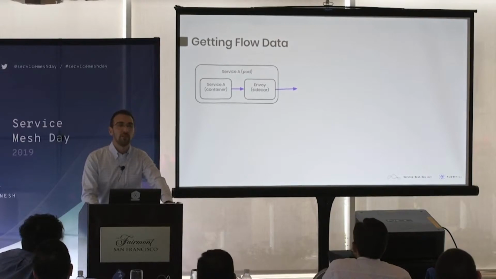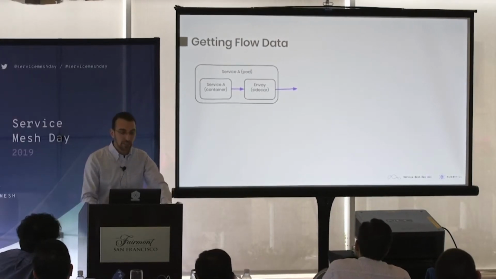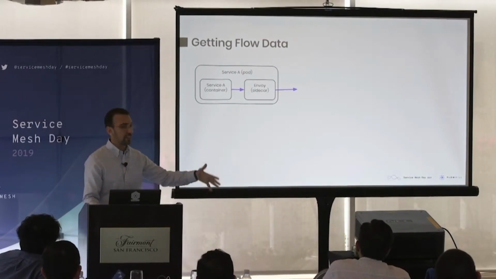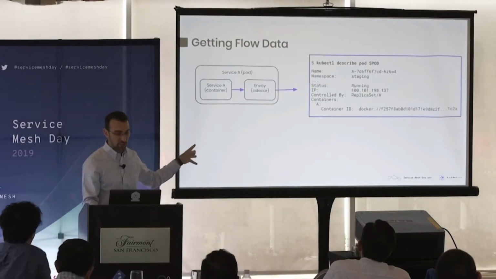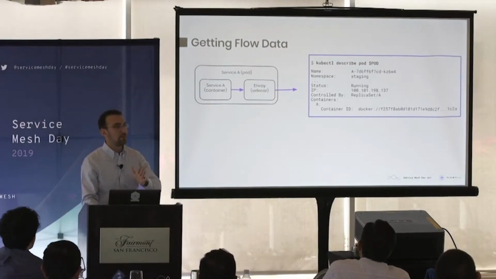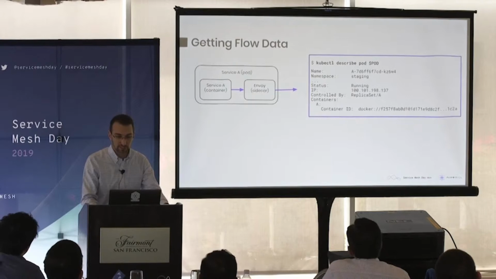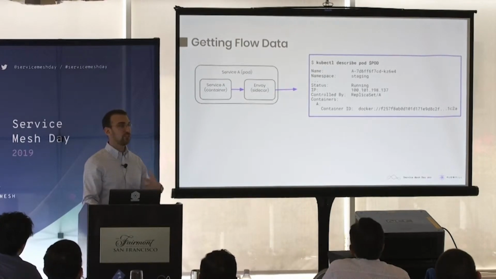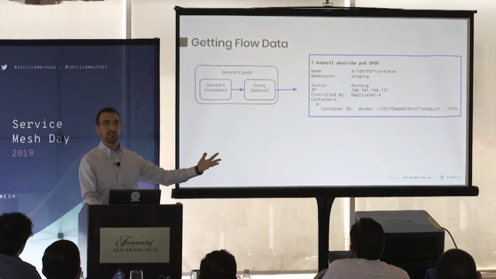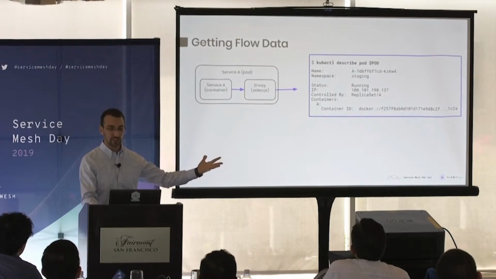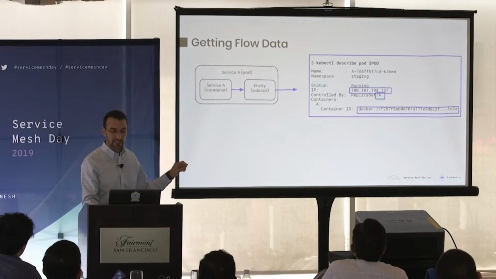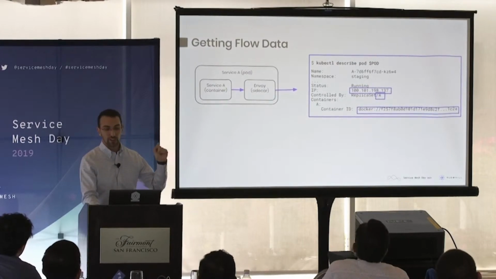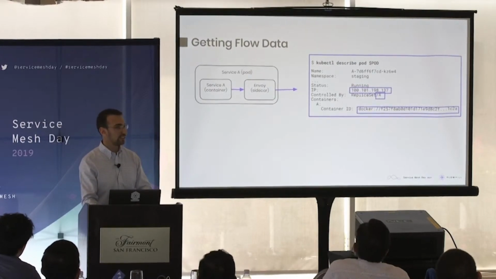I'm going to tell you a little bit about getting some flow data from the Linux operating system. So let's say you have this pod running in Kubernetes, and it has the service and the Envoy service mesh as a sidecar. First, you can contact your Kubernetes API endpoint and get information about that pod. And here I've highlighted the IP address for the pod, the name of the pod, and the container IDs.